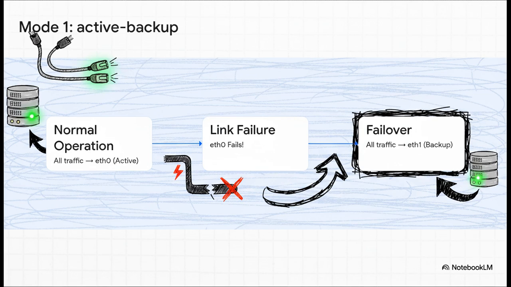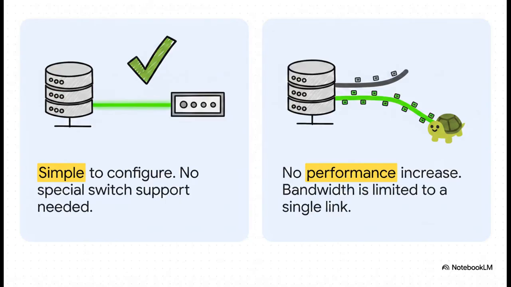Next, we have Mode 1, Active Backup. This one is all about pure, simple, high availability. The concept is dead simple. Only one interface is active at a time. The other one just sits there, completely idle, kind of like a standby generator, just waiting for something to go wrong. If that main link fails, bam, the bonding driver instantly flips over to the backup link, and traffic keeps flowing. The beauty of this mode is its simplicity.